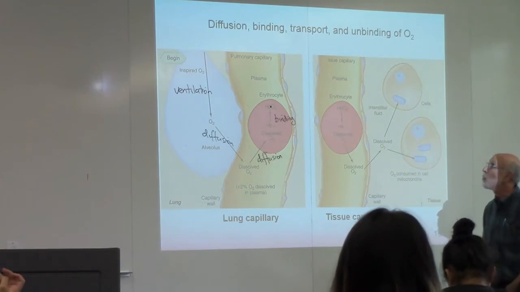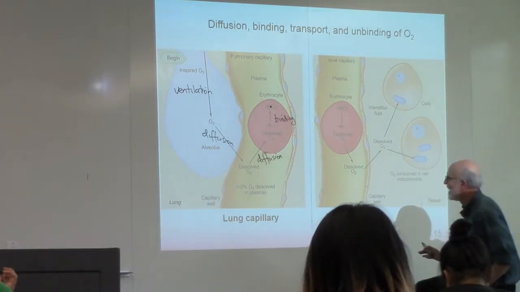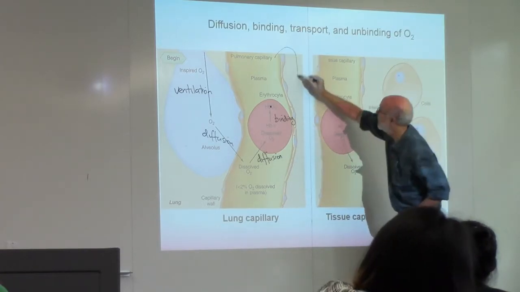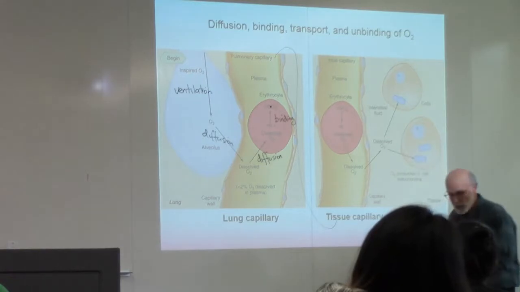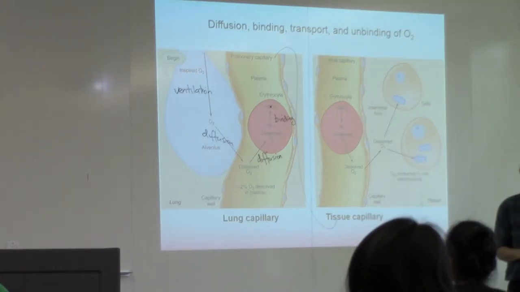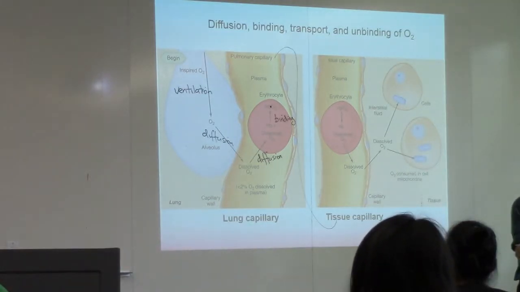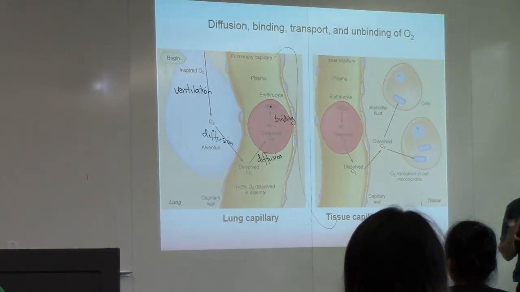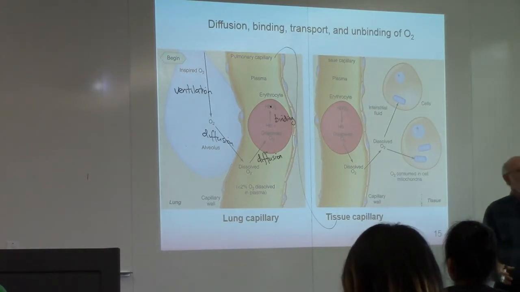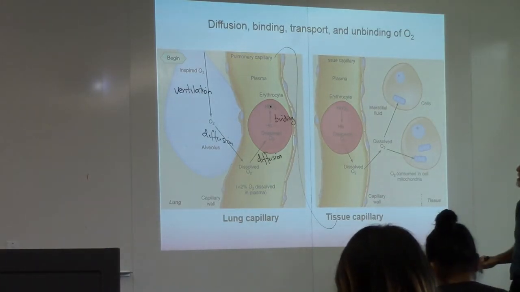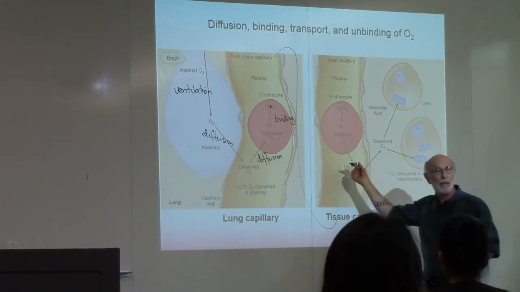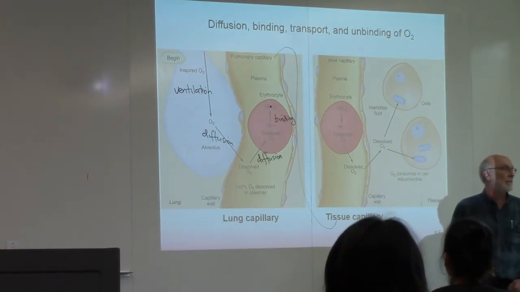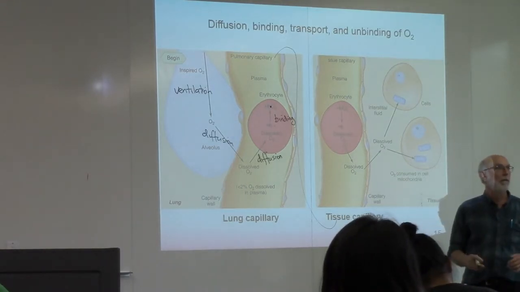What's the name of the word that takes blood from a lung capillary and delivers it to a tissue? Transport, that's a good word. Blood flow. I mean, blood moves from one place to another. That's what your circulatory system does. And so we're moving blood, including the red blood cell, from the lung capillary to a tissue capillary. Blood flow.